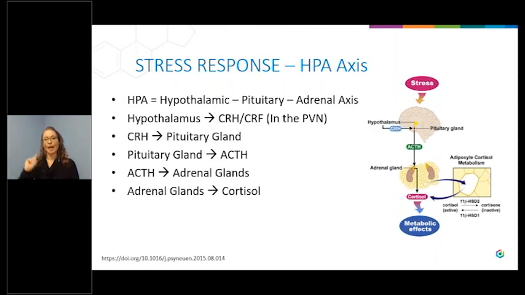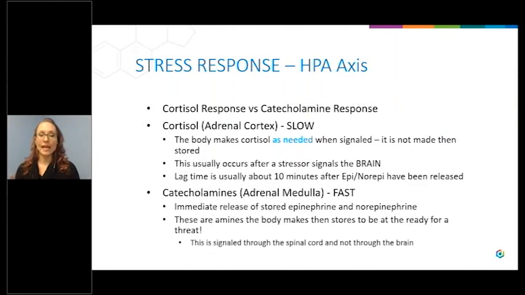We want to remember that this happens in the brain. The cortisol response starts in the brain. It doesn't start in the adrenal glands, it starts in the brain. So we have to remember that the signaling for your stress response involves brain action, brain signaling. With the HPA-Axis, we want to remember there's a difference between a cortisol response and the catecholamine response. Remember in the last slide, the catecholamines are your epinephrine and your norepinephrine. There's a difference in how these work and how your body responds to stress.